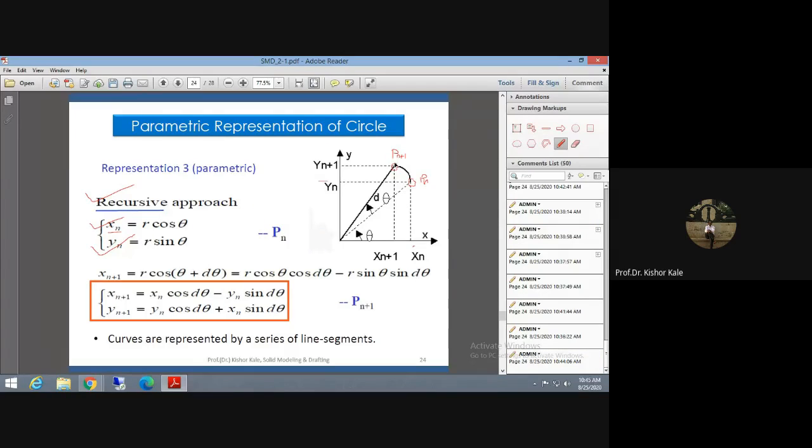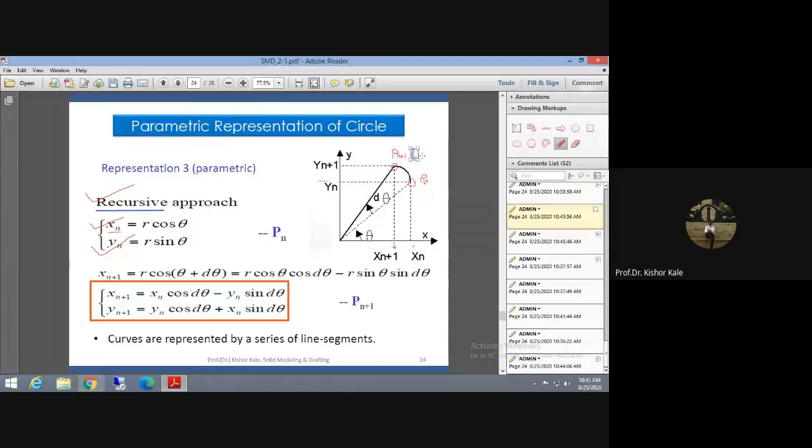Now consider the point Pn plus 1. When you draw the vertical down from this point, it becomes xn plus 1. Is it correct? This is xn plus 1. The point Pn plus 1 will have two coordinates: the x coordinate called xn plus 1 and the y coordinate called yn plus 1. Is it correct?